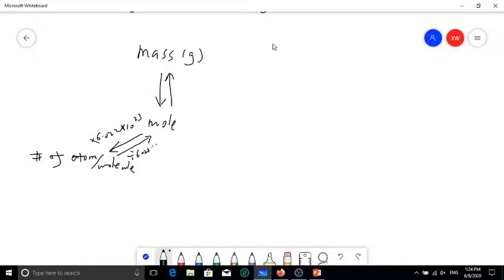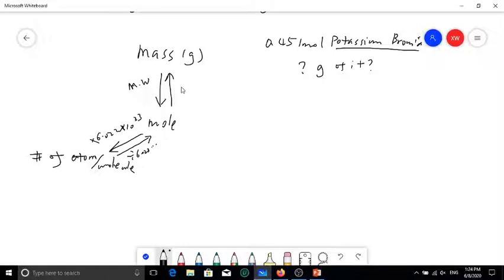Now, if you have 0.451 mole of potassium bromide, and you are being asked for how many grams of it. First of all, you know this is a compound. In order to go from mole to grams, we need the molecular weight. Sometimes we simplify molecular weight to be MW. Okay. Now, if we need to calculate molecular weight, we'll have to be able to write out the formula of potassium bromide. Potassium is K, bromide is Br.